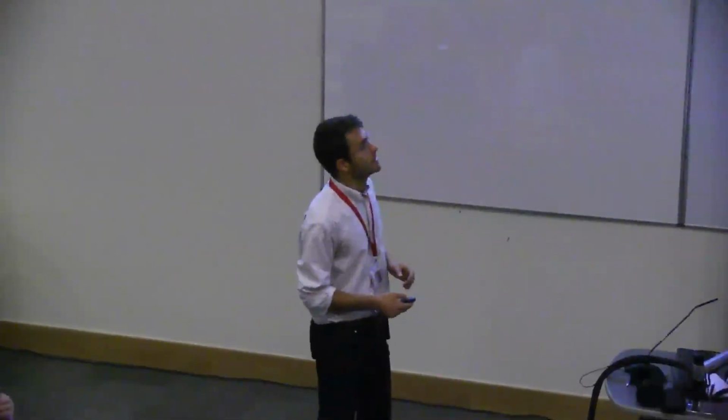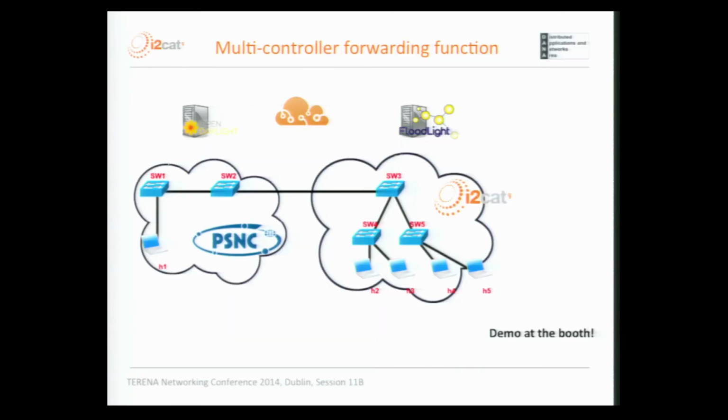If you came to the booth, the OFERTIE and OpenNaaS booth was presenting in the talk before. We have this demo set up. We have two domains: one OpenFlow domain at PSNC in Poland, and one at I2CAT in Barcelona, Spain, one controlled by OpenDaylight and the other by Floodlight. We manage the forwarding and routing function between the two domains, so we avoid the switches sending ARP messages between them, and the controllers communicate with OpenNaaS.